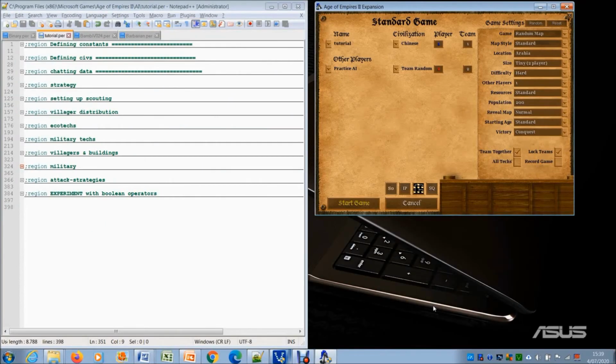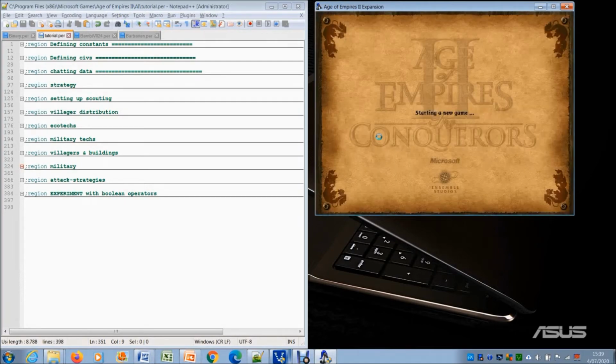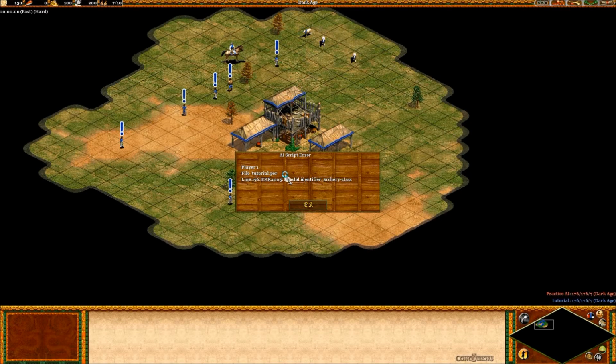So now we will test our tutorial AI. We will choose the civilization Chinese as we have programmed the archer rush. As opponent we put practice AI because practice AI doesn't do anything. Team 1-2, Arabia on tiny, difficulty hard, so there's no advantages nor nerfs for an AI, and all the rest standard, victory conquest. We have to first start debugging.